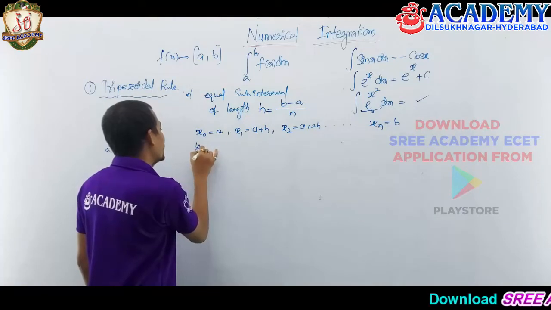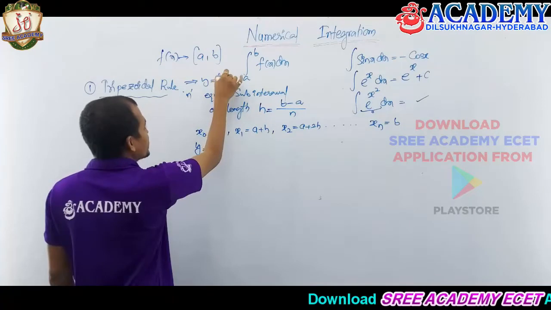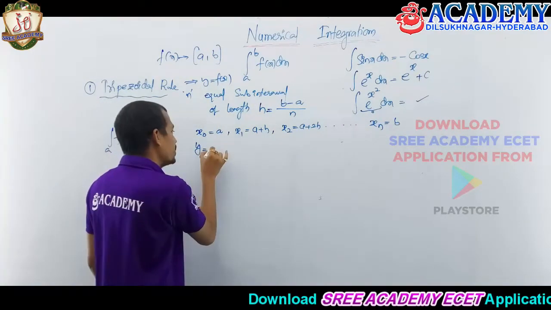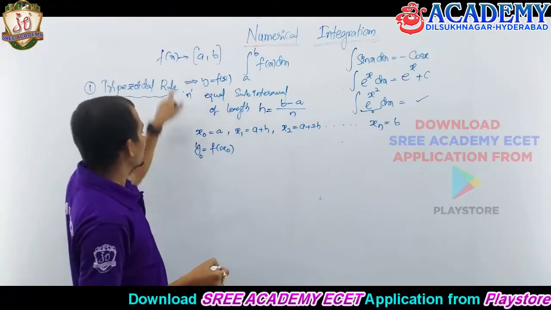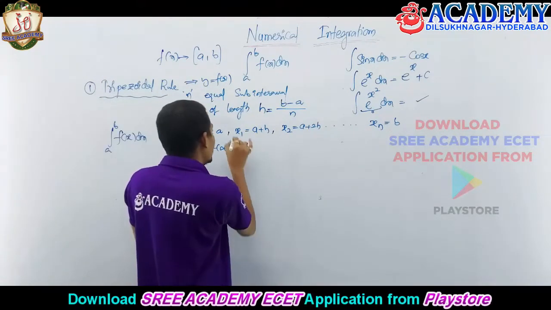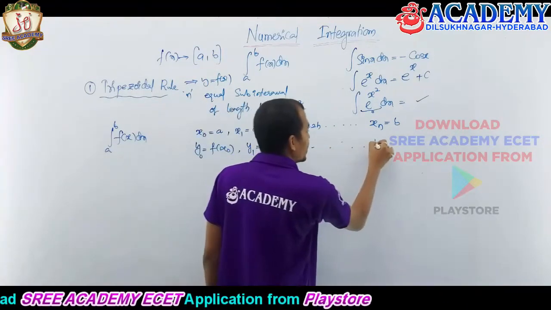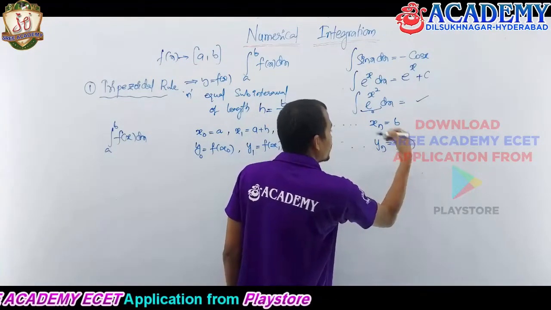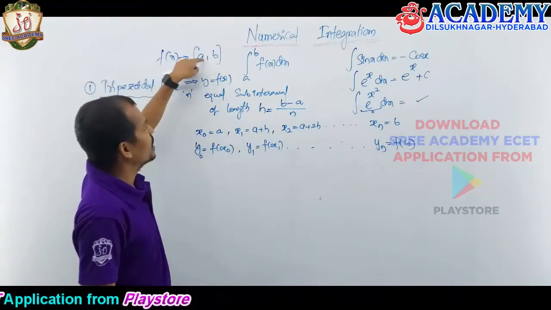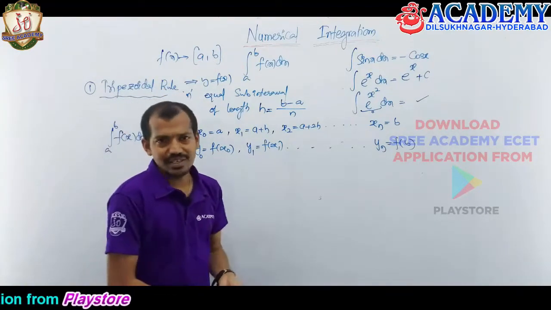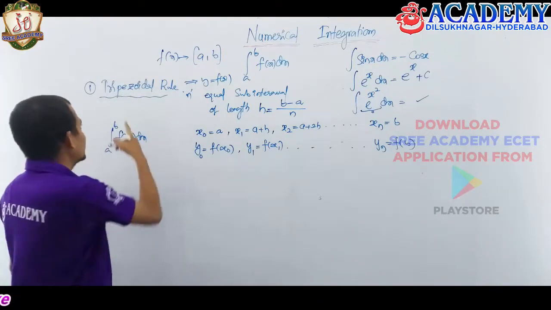Based upon that we will find the y values. Suppose I take y equal to f of x, then y naught is f of x naught. By substituting x naught in the function you will get y naught. By substituting x1 you will get y1, and so on up to yn, which is f of b. Here x naught is nothing but a. By substituting the values we will get numerical values. By using all these values we will find integral a to b f of x dx.